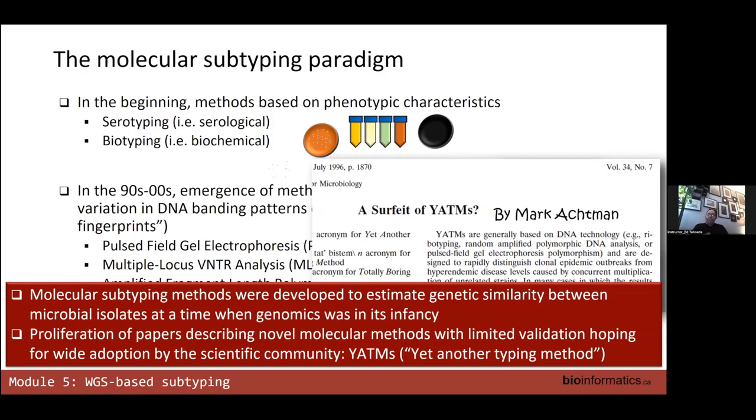All of these methods came out at a time when genomics was in its infancy. There were obviously molecular tools and we had learned to harness them to characterize and develop methods as proxies for evaluating the genetic similarity between isolates. But it also was a bit of a wild west. People would develop these methods, release them into the wild, publish a paper, and claim that it was the best thing in the world. And then a lot of the validation and testing would be left to other people reading the paper and saying, I wonder if this method is going to work for me.